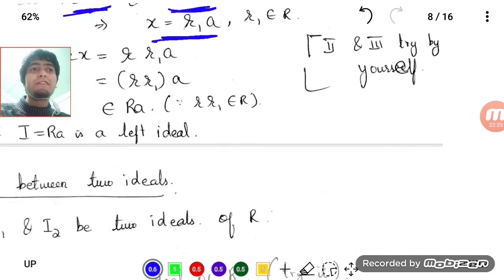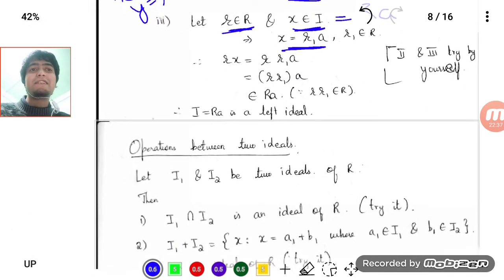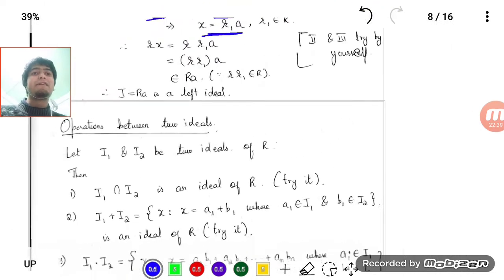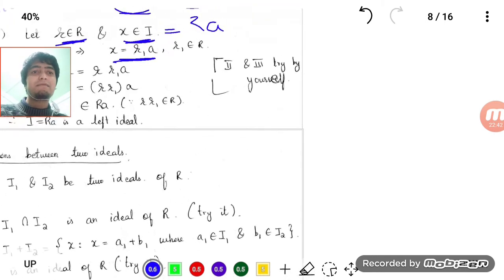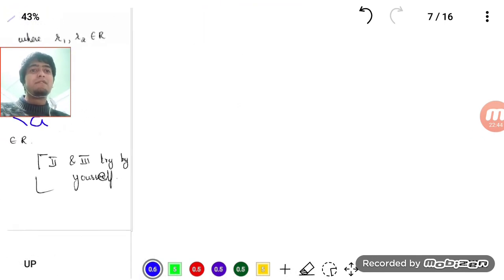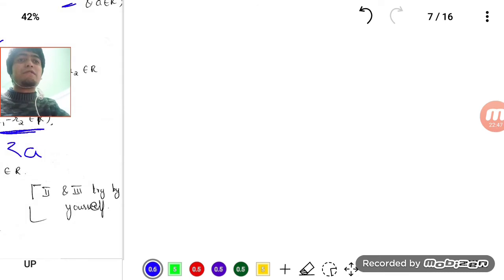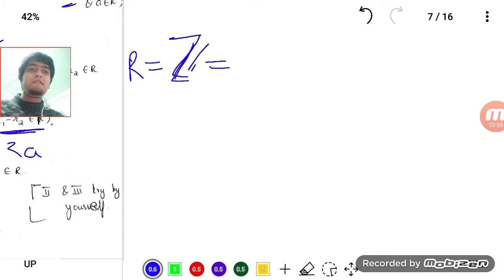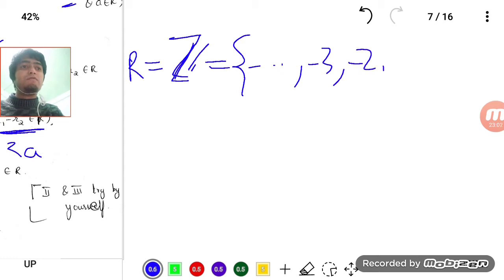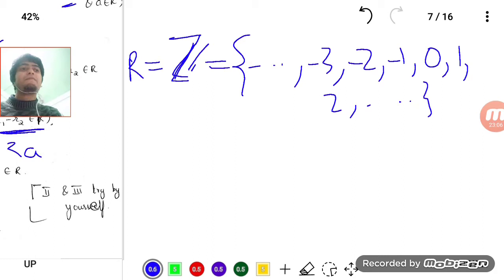Similarly, conditions 2 and 3, you can try by yourself. That is the way that we will construct right ideals. Let me just give you an example for this one. Suppose you have the ring of integers Z. R is equal to Z, which is equal to minus 3, minus 2, minus 1, 0, 1, 2, and so on.